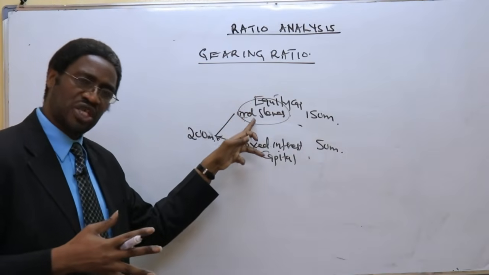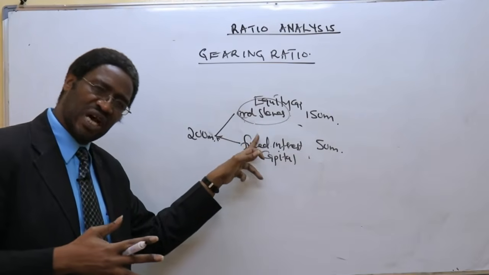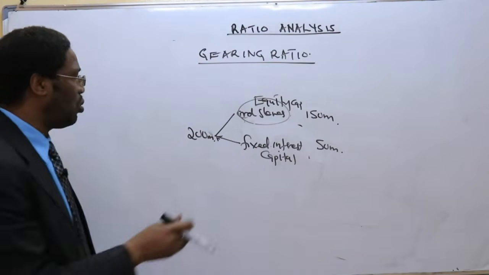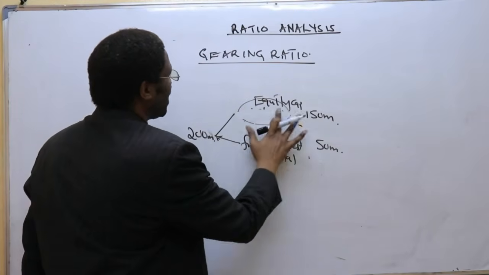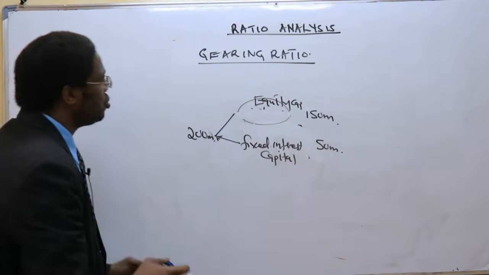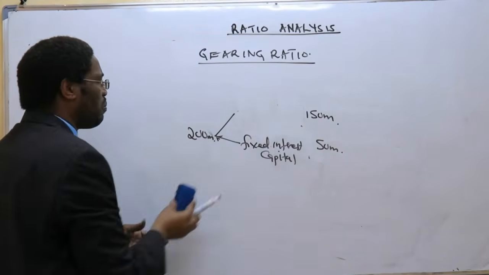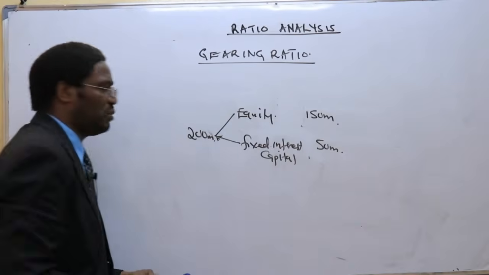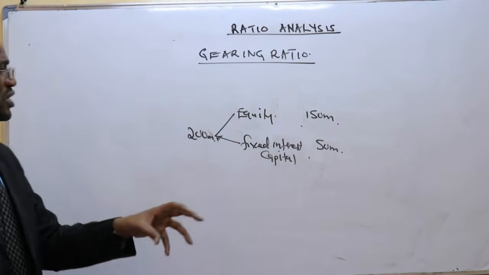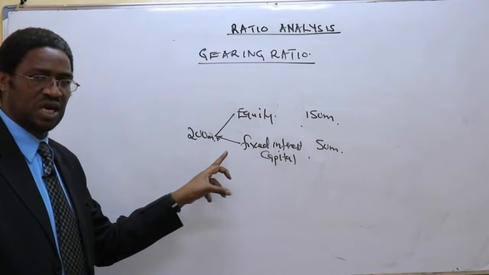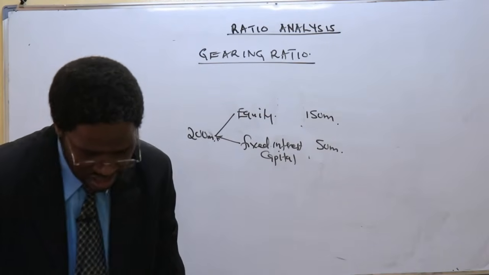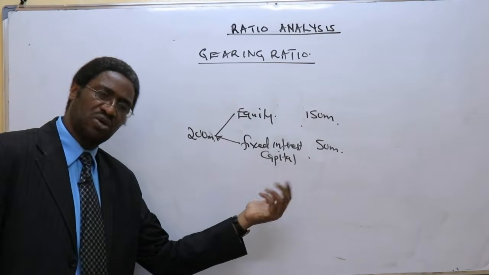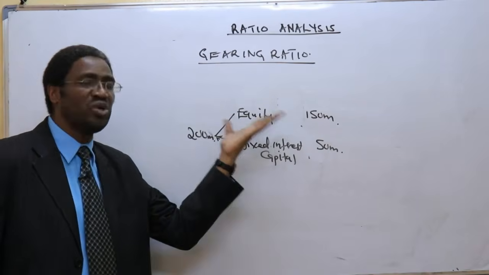Ordinary shares, share premium, general reserve, revaluation reserve, and retained earnings. All those are what we call equities. So in simple terms, when you are calculating gearing, you are comparing how much of the company's capital is provided by the equity providers, and how much of the company's capital is provided by the fixed interest capital. That's what we refer to as gearing.